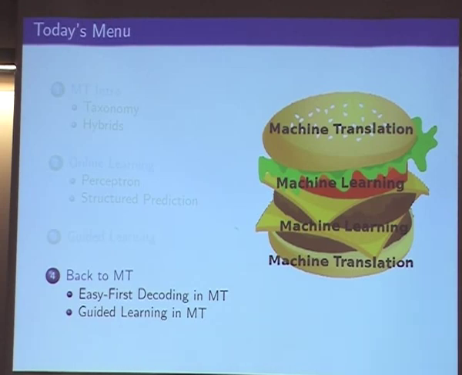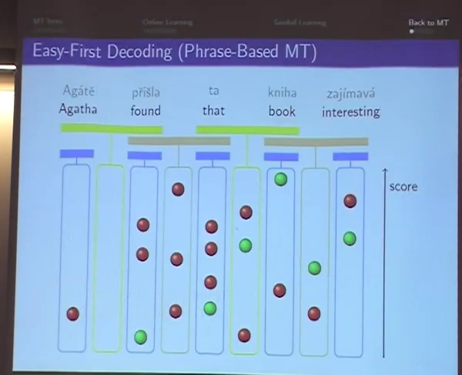So I have just a few minutes. Back to machine translation. How to do Easy First decoding? Now, the problem here is that the segments are overlapping. I selected phrase-based machine translation for simplicity, although my goal is tree-to-tree translation and tectogrammatical, but this is easier to draw on a slide. And I selected just phrases of maximum length 2.